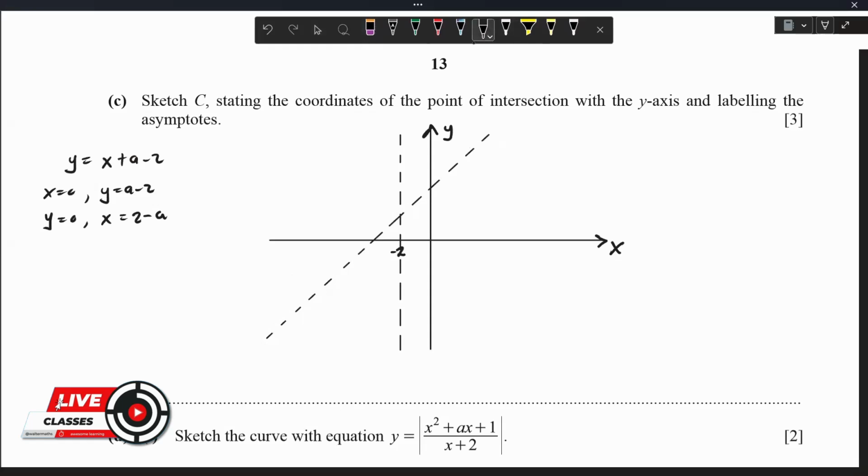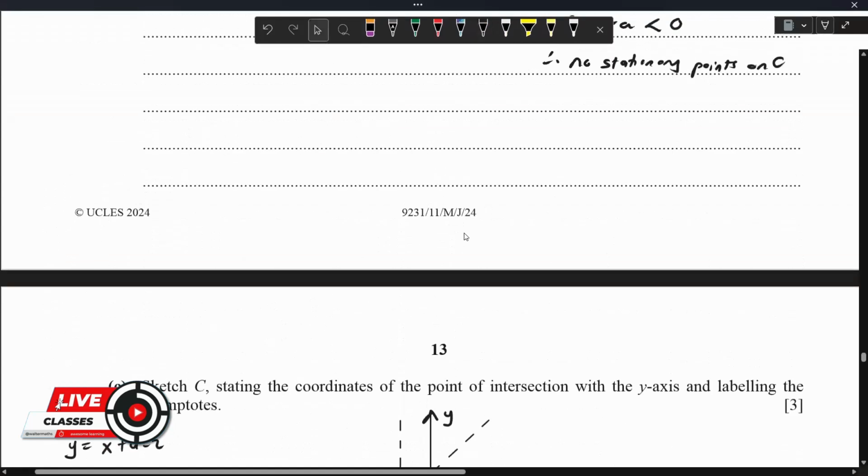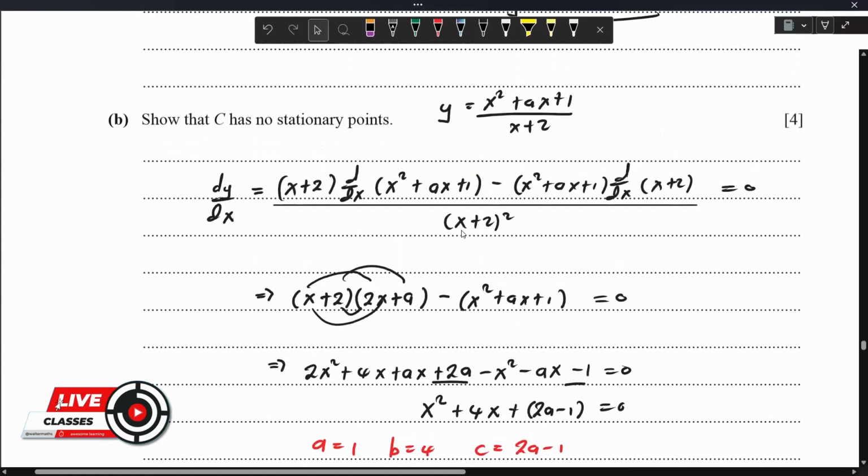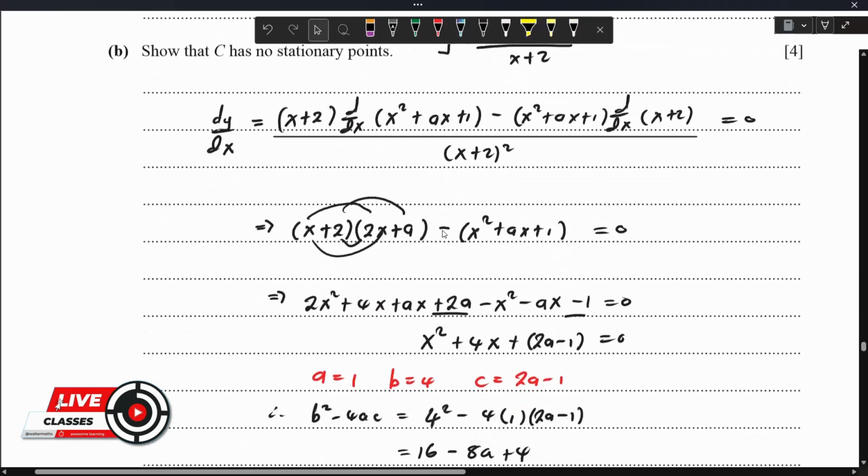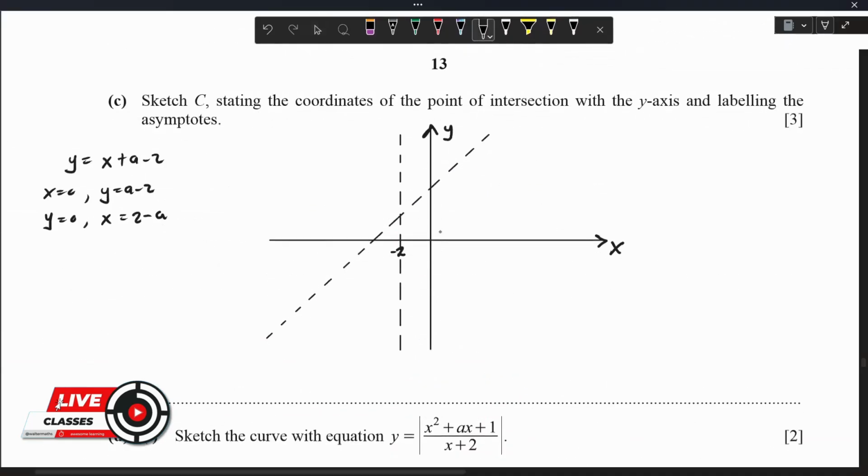Now we know that we have an oblique asymptote here, and we've also established in part B that there are no stationary points on C. So this is a type of graph. Since there are no stationary points, it can be a type of graph like this one, but this type here will have stationary points, so that's not the one. So it has to be this type of graph that we're supposed to sketch. All right, and it should come like this.